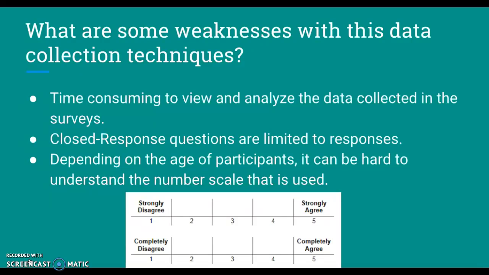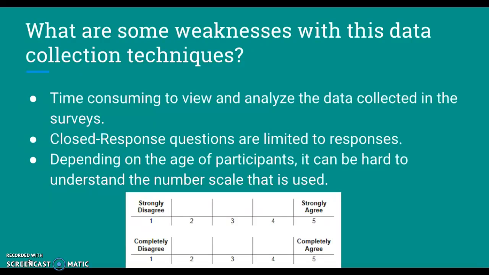And then depending on the age of participants, it can be hard to understand the number scale that is used when using the Likert scale. So for example, if you would use this in an elementary school classroom, you would maybe have to go over what is strongly disagree and strongly agree, and then also the middle ground, or completely disagree and completely agree.